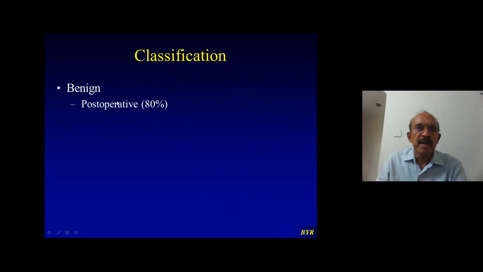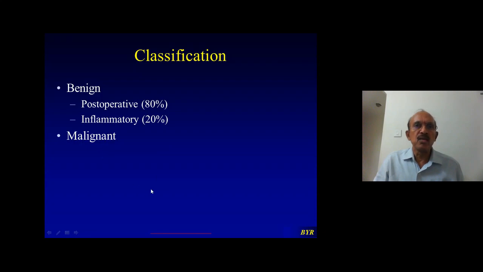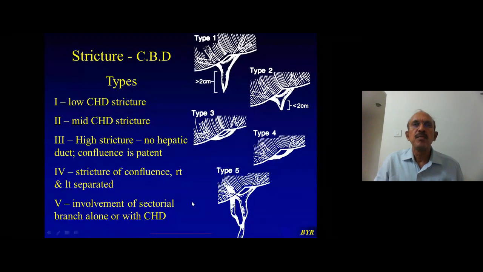Classification of strictures: benign and malignant. Benign strictures, 80% of them are due to operative injury. That means following trauma to the bile duct during surgery. 20% are due to inflammatory conditions. Then malignant strictures, that means cholangiocarcinoma. Of course, this is the classification of the strictures. This is not necessary for you.